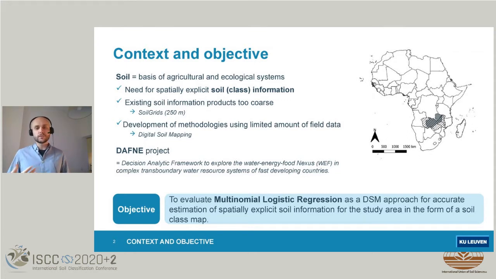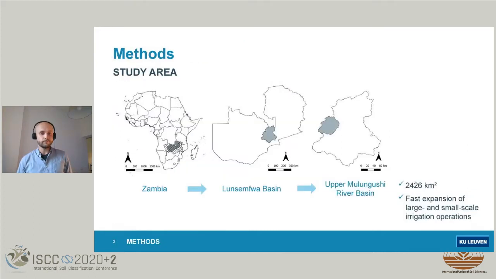And our objectives were twofold. First of all, we wanted to figure out whether we could make classifications of the soils in the study area based on a limited number of in-field observations and a limited number of laboratory analyses. And on the other hand, we wanted to evaluate multinomial logistic regression as a technique to come up with a soil class map of the study area.